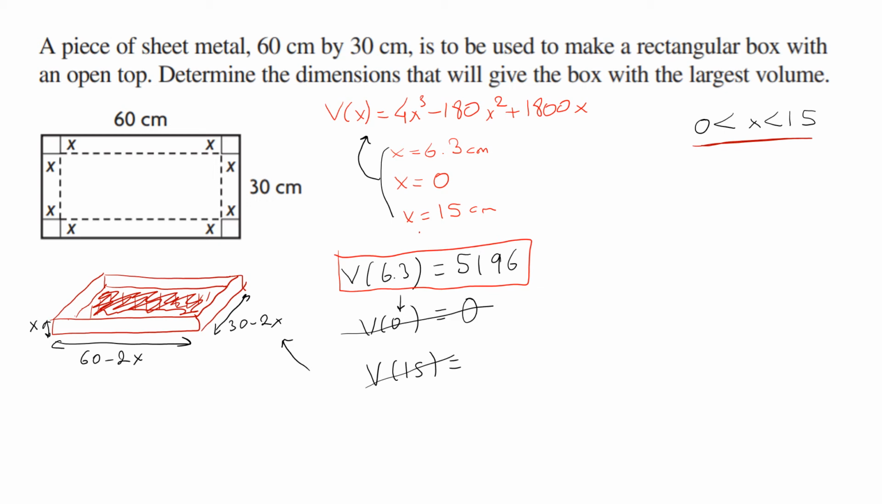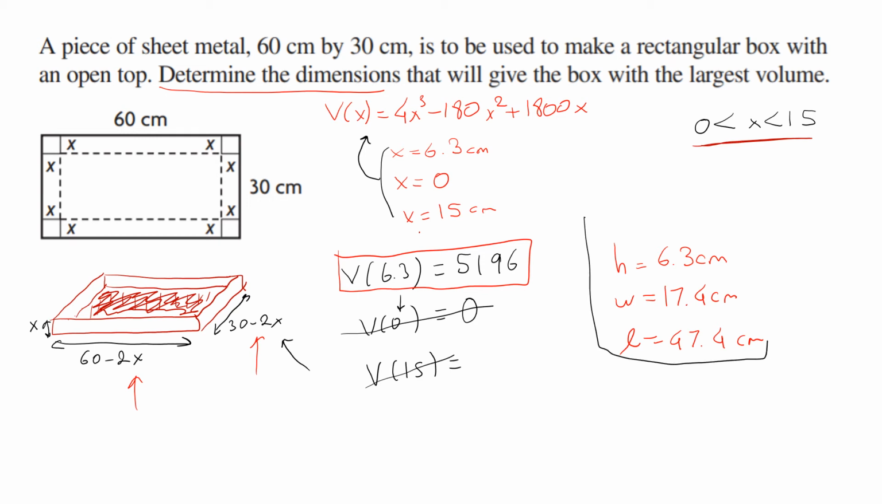So the largest value, I get it when my x is 6.3. Because it says determine the dimensions, that's what I'm going to do. So I'm going to plug it into my width and into my length. So I will get the dimensions of these. So height 6.3, width 17.4, and length is going to be 47.4 centimeters. So those would be your answer.